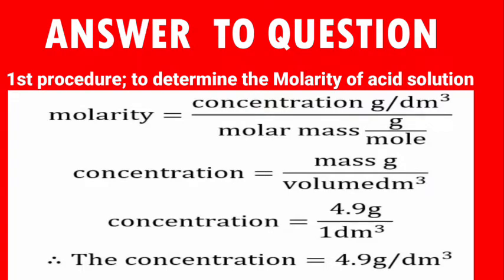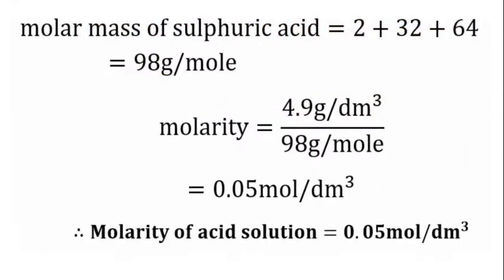According to the data, concentration is 4.9 gram per decimeter cube, and the molar mass of sulfuric acid is 98 gram per mole. So the molarity of the acid solution is 4.9 divided by the molar mass, 98 gram per mole. The answer is 0.05. So the molarity of the acid solution is 0.05. That is the first procedure.